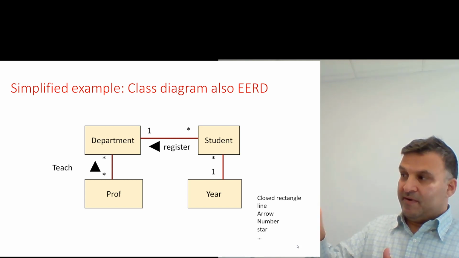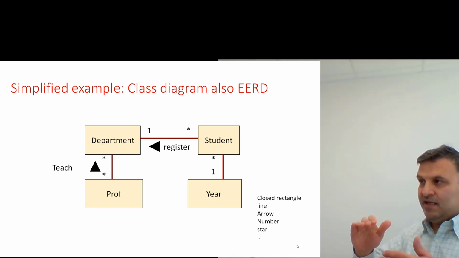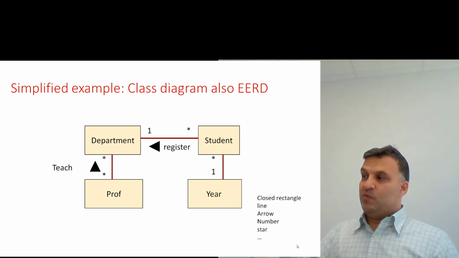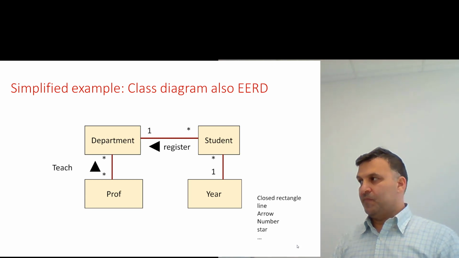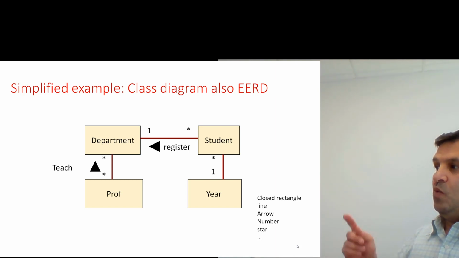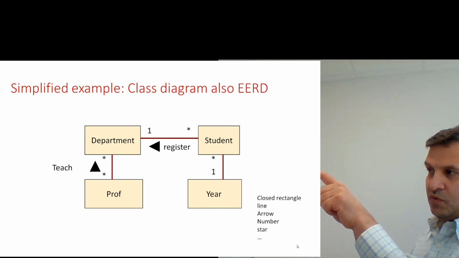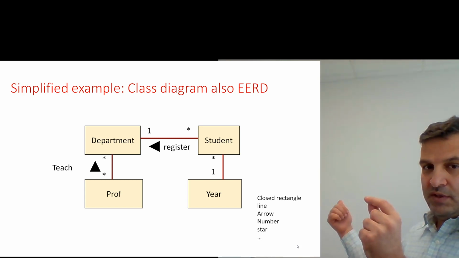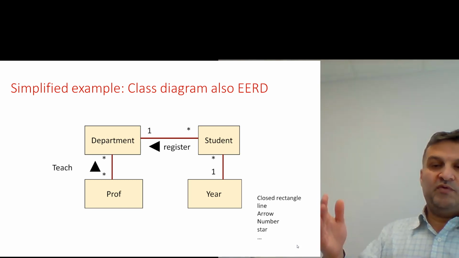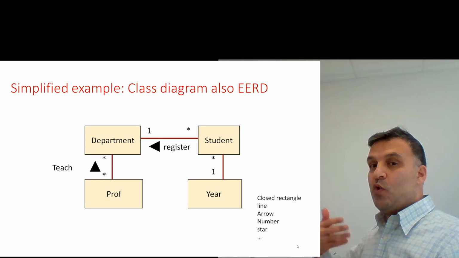When we put a star from the side of the professor, that means one department may be related with many professors. In the opposite direction also, when we are in the department and we see a star, that means one professor is related to one or more departments. Also, when we look at the horizontal line, we can see that one student registers in a department. If we look at the one near the department, we can say that one student is related only with one department. The star on the other side, from the side of the student, means that one department contains one or more students.